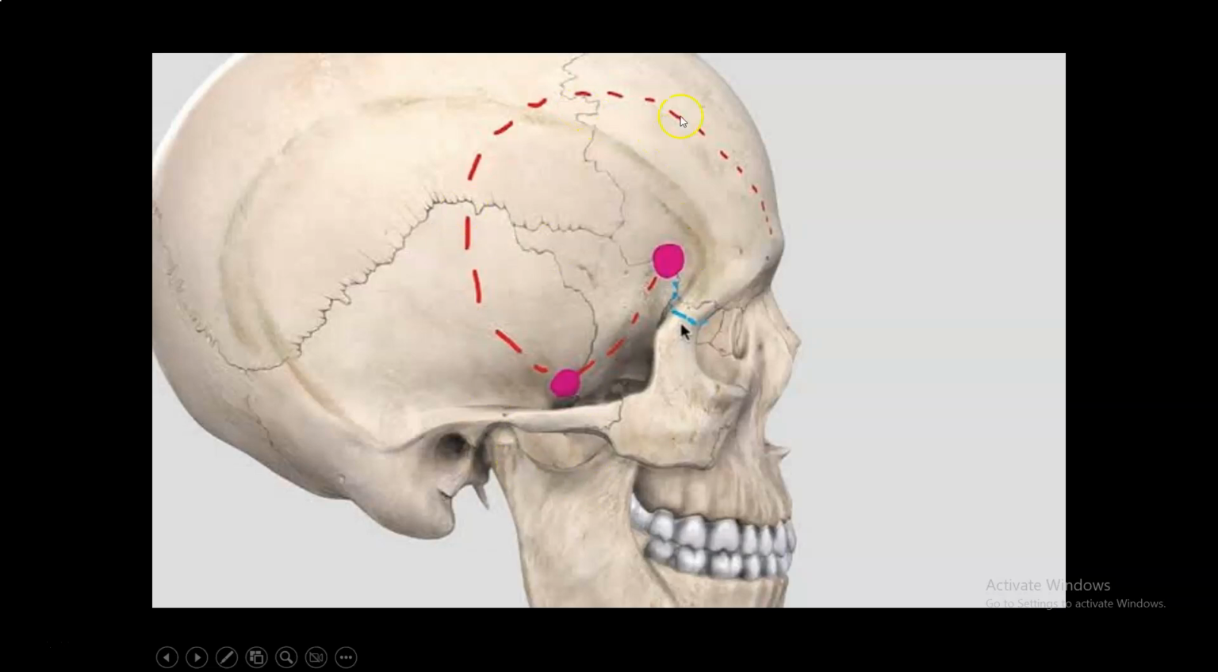This is another view of the mini COZ. It's exactly like the pterional, but we remove part of the zygomatic bone, not the whole zygoma.